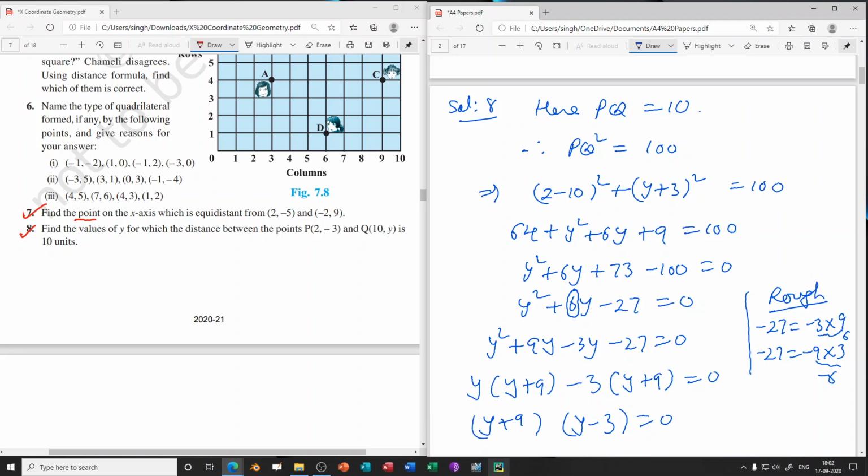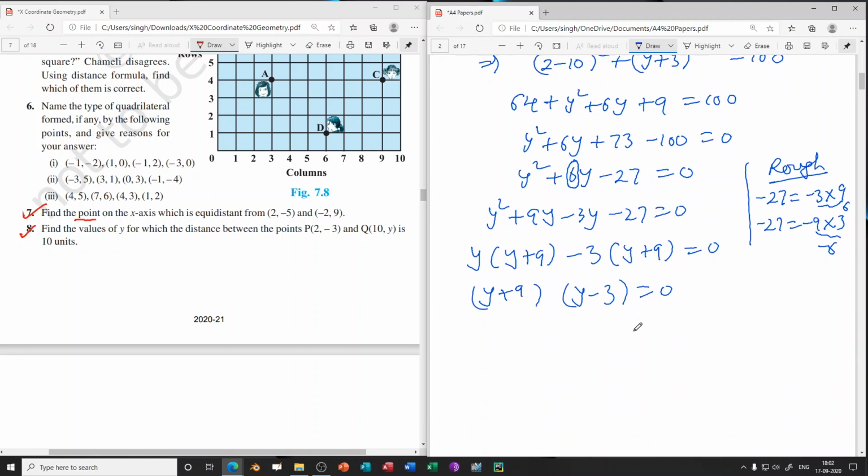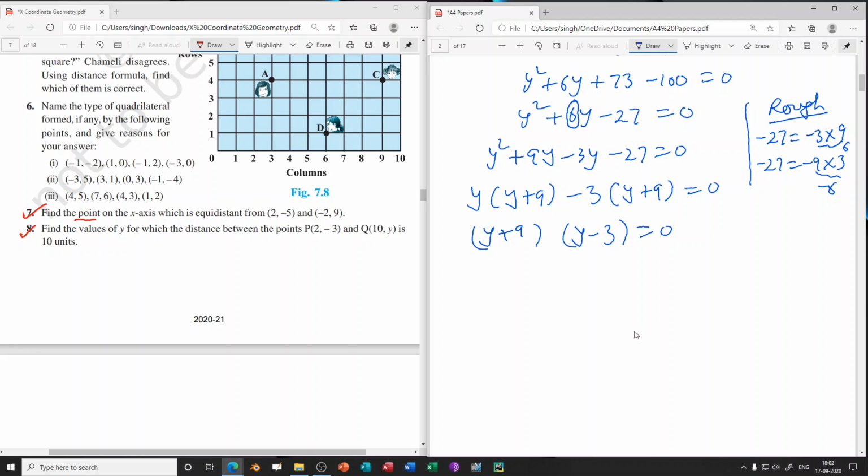Now solving this further, therefore y plus 9 equal to 0, or y minus 3 equal to 0. So we will have y equal to minus 9, or y equal to 3. We had to find the values of y. So these are the required values of y. Here we do not have to find the point, so we will not write it in the form of a point. So this is our final answer, that is y equal to minus 9 and y equal to 3.